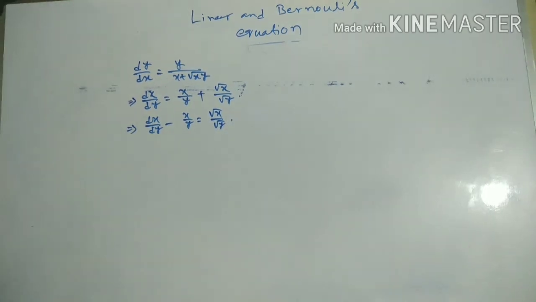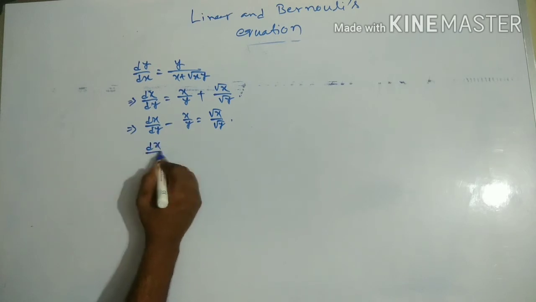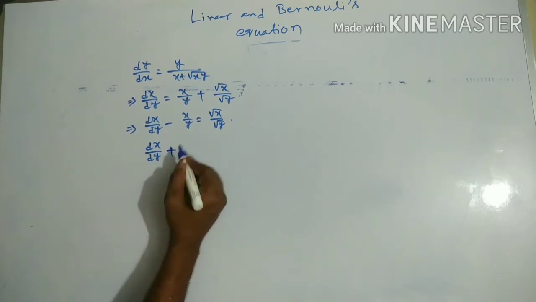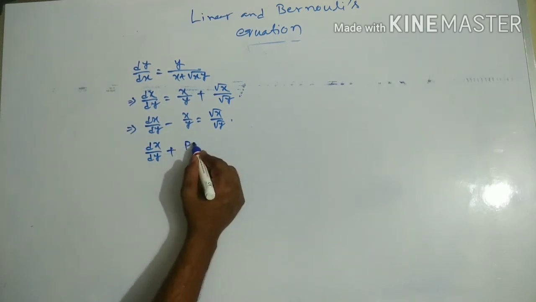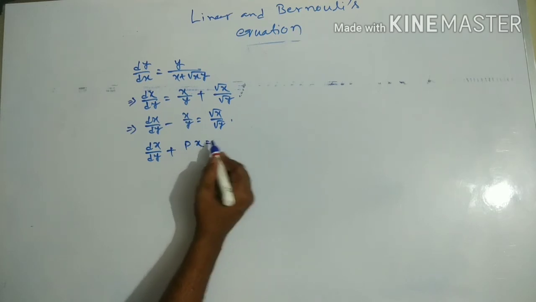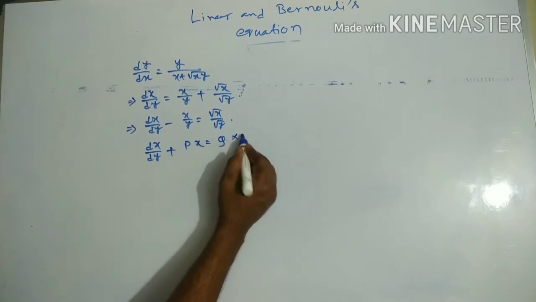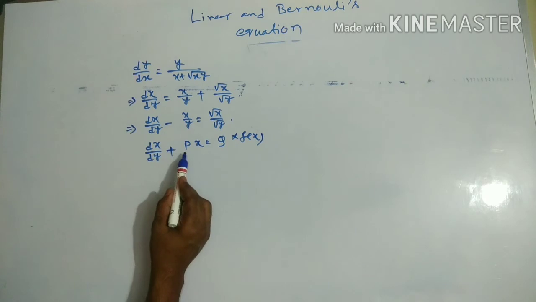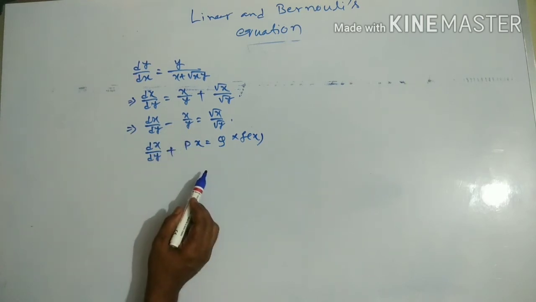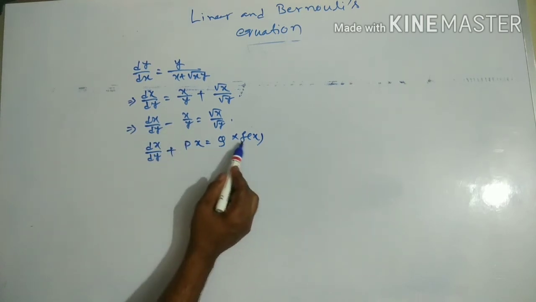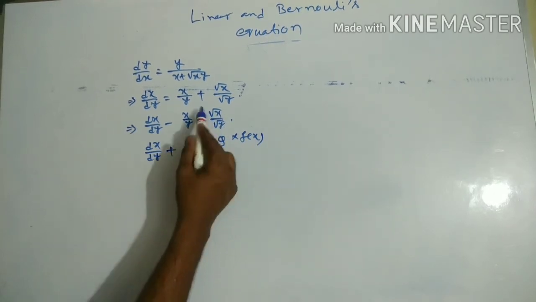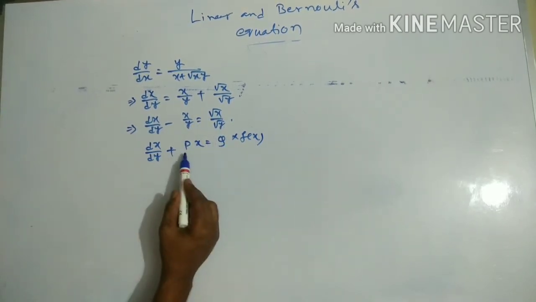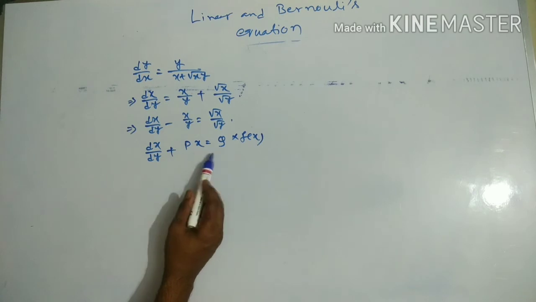So what was the Bernoulli's equation? The second form was dx/dy plus Px equal to Q into a function of x. So here if we compare these two equations, you can see that P is minus 1/y, f(x) is root x and Q is 1/root y. We know that P and Q are functions of y or constant.